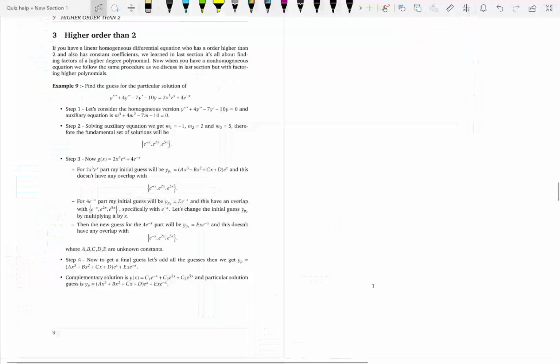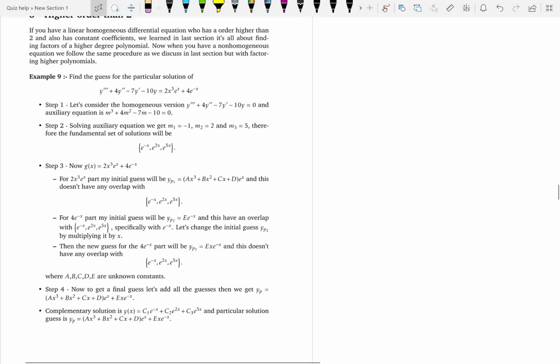Okay, so we only dealt with second order differential equations in previous videos. How about if you have a higher order differential equation? Well, let's look at an example. So we have a differential equation here, a third order differential equation, and let's not focus on factorizing.